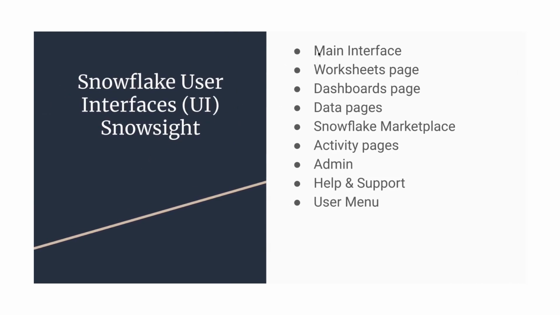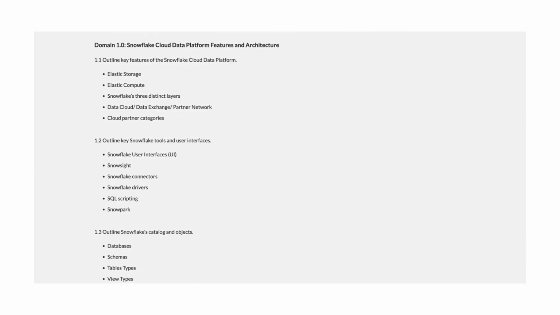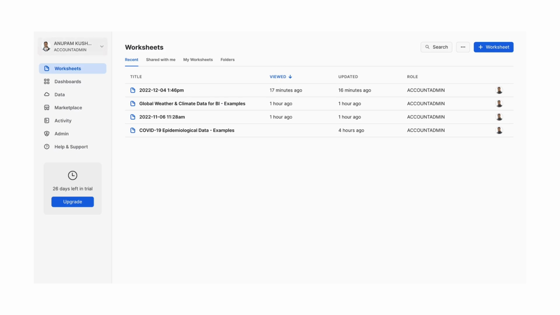In Snowsight, we will discuss the main interface, worksheets page, dashboard page, data page, Snowflake marketplace, activity pages, admin, help and support, and user menu. Whenever you log in to Snowsight, you will come to this page. There you can see all these options. Now first let me take you through this profile tab.